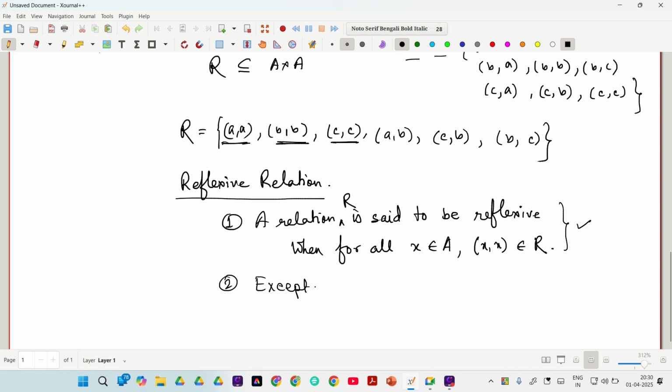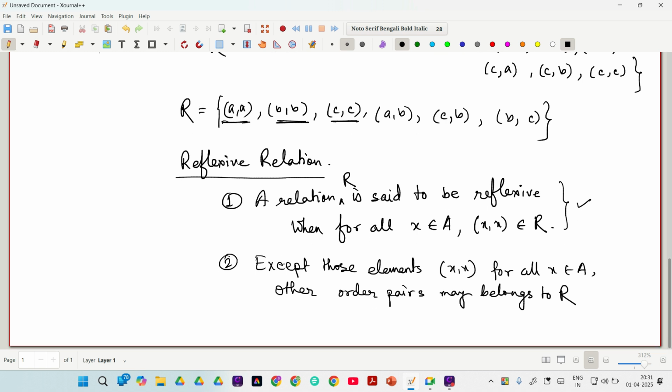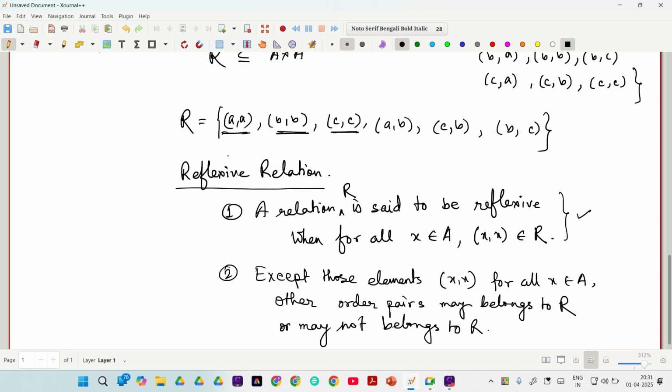except those elements (x, x) for all x belongs to set A, other ordered pairs may belong to R or may not belong to R. So what I am trying to say is that, except these self elements (a, a), (b, b), and (c, c), any other elements may belong or may not belong.